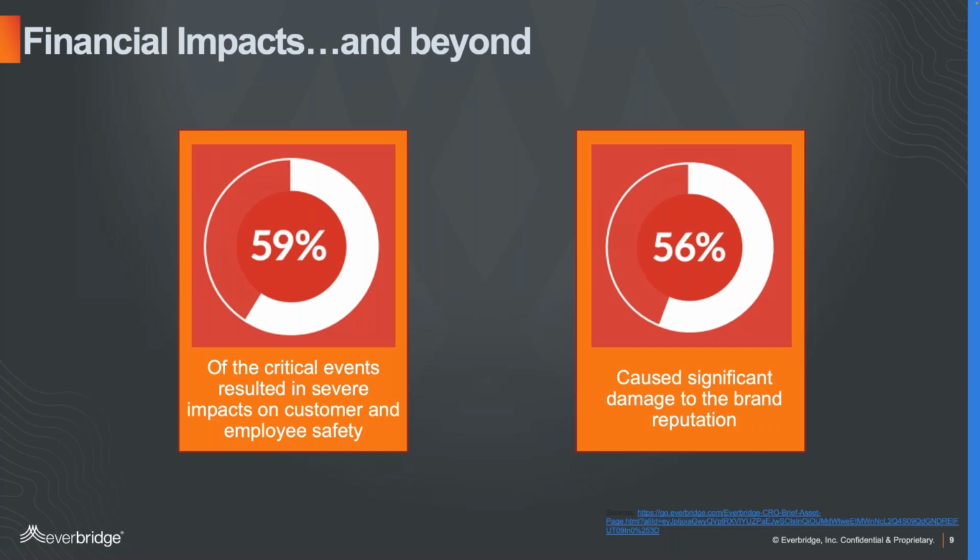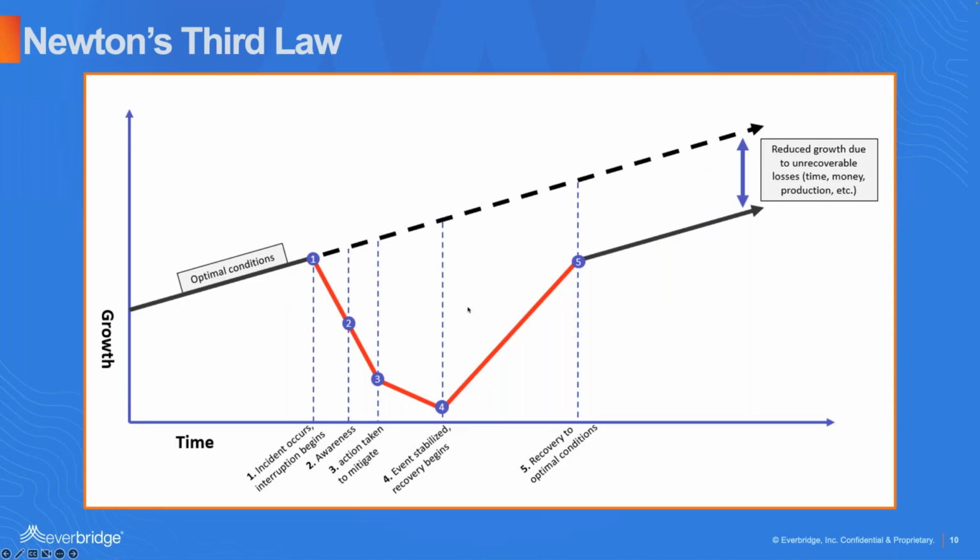So when it actually comes to responding to these events, we have to think about the actions that we take. So Newton's third law, for those of you that haven't taken physics AP in several years, just like myself, is the idea that for every action, there's an equal and opposite reaction. And so when something happens, we can assume that we're operating at optimal conditions. And when we're operating at optimal conditions, things are going well, obviously.